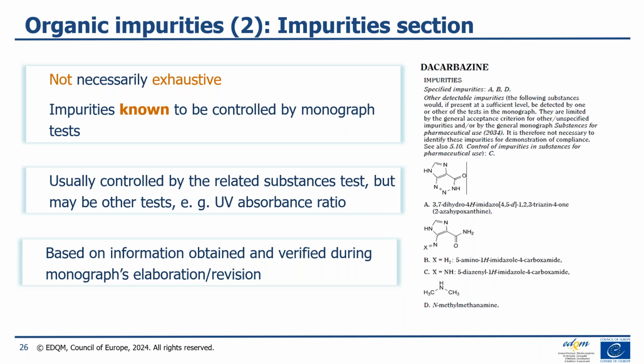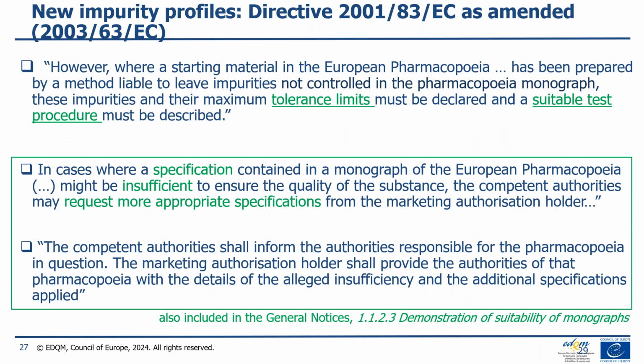You may ask yourself, what happens if you have an impurity which is not in this impurity section? Do you need to control it or to ignore it? This case is covered by EU Directive 2001/83 as amended. If there are impurities which are not controlled in a pharmacopoeia, then the marketing authorization holder has to propose suitable procedures and tolerance limits to competent authorities.